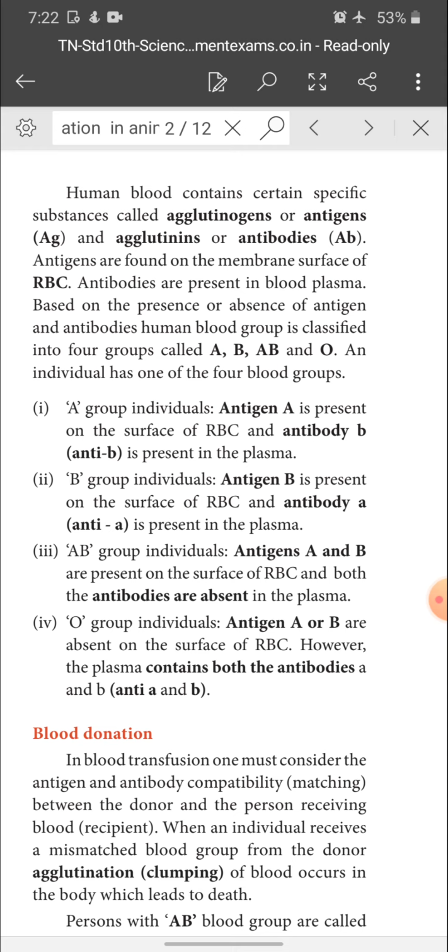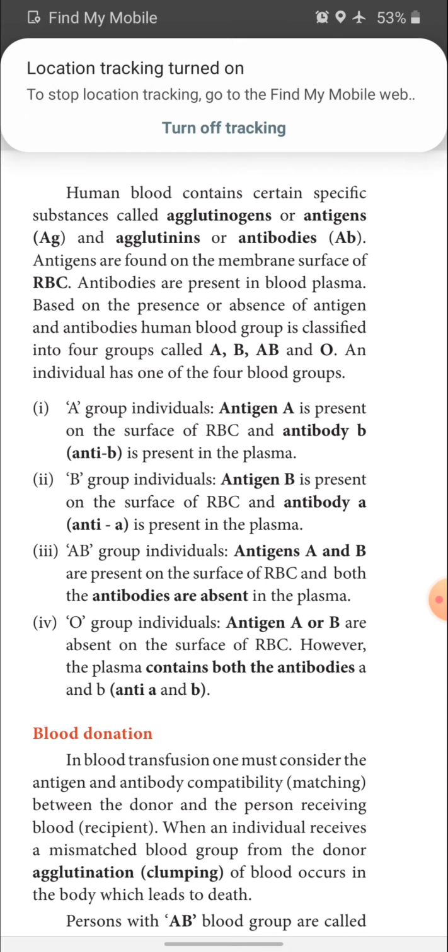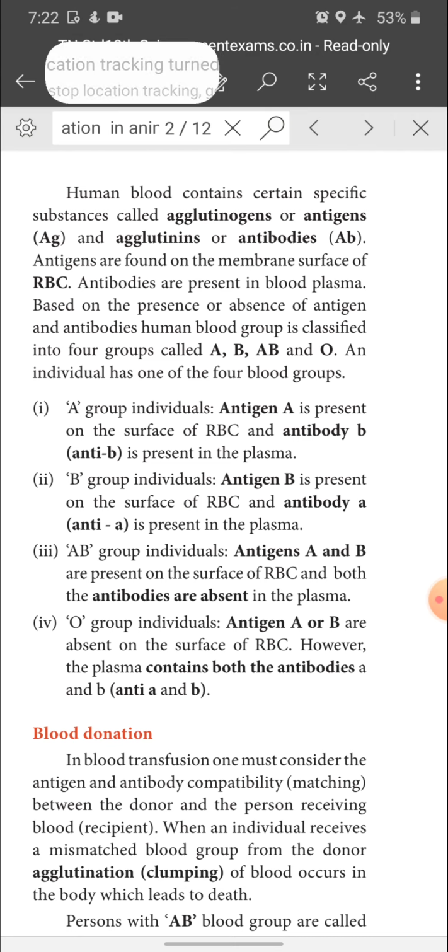Next, O blood group, it is the opposite of the AB blood group. They don't have any antigens on their RBCs, but they have both antibodies in their plasma. So that's what they are trying to show.